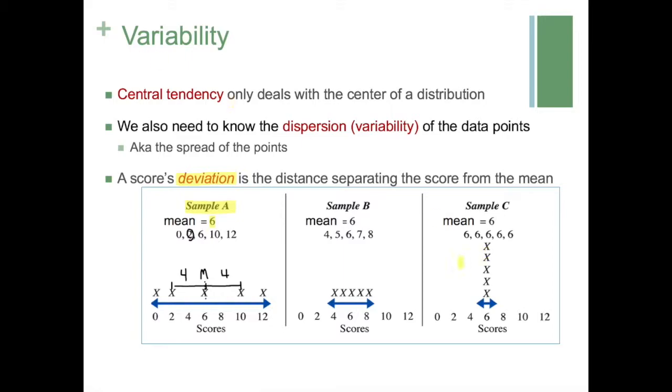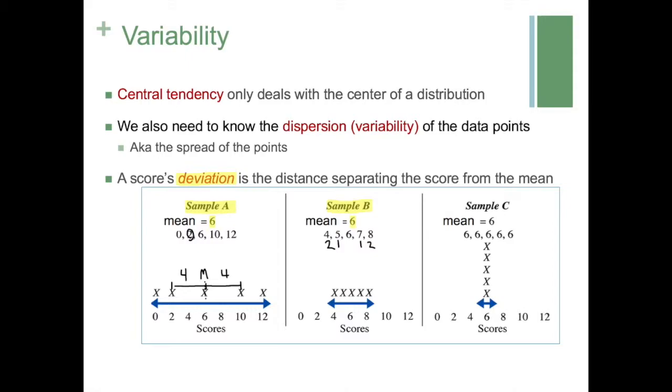We can look at our second sample here in B, which also has a mean of 6. But these scores are a little bit more tightly distributed. We have 4, 5, 6, 7, and 8. And when we look at the deviations here, the deviations for each of these individual scores is smaller than they were in the previous samples. So for a score of 4, we have a deviation of 2. For a score of 5, we have a deviation of 1. And then we have 1 and 2 again here on the other side.